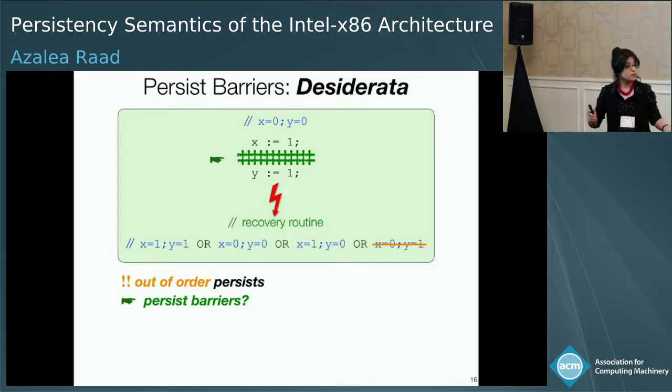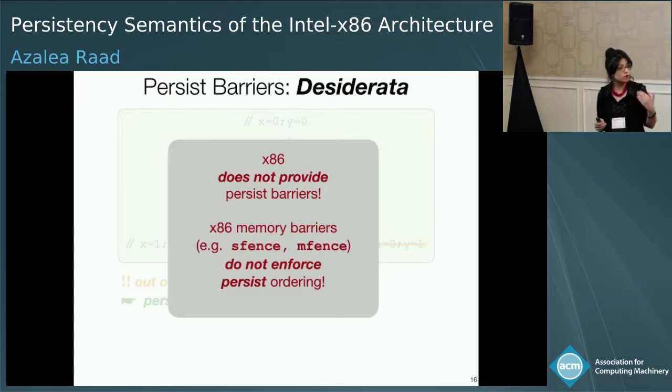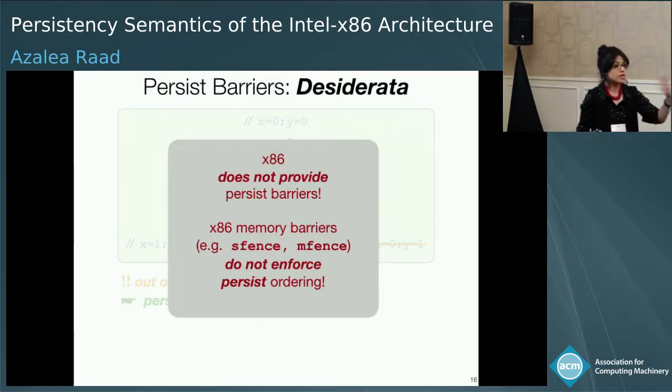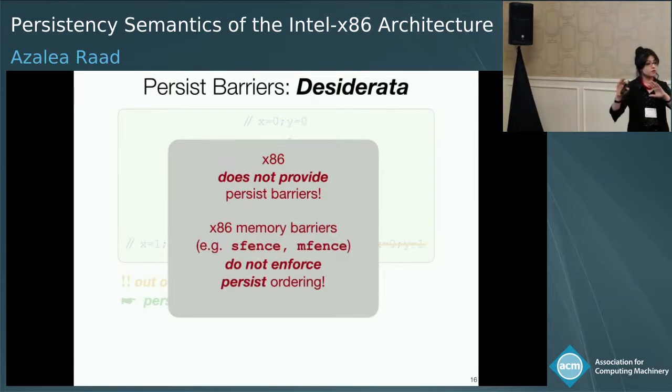Now, this is a hypothetical model, and it has its advocates out there, but unfortunately, x86 does not provide you with such persist barriers. x86 has all these memory barriers, S fences, M fences, but none of them enforce any ordering on persists. So this is not going to work on its own.